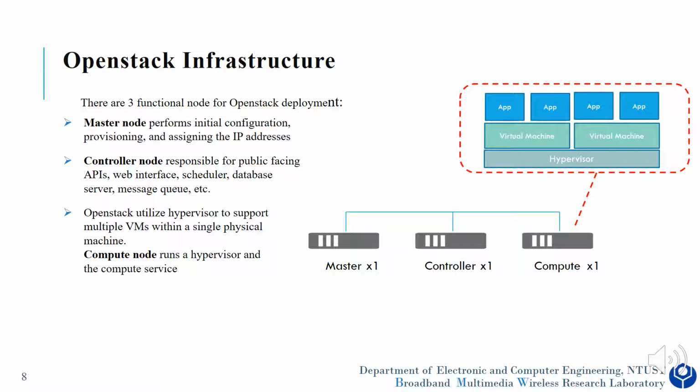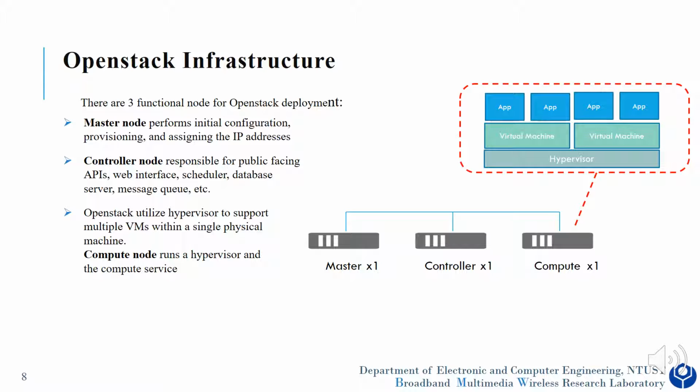The controller is the place where Horizon lies, and using this API, everything will be installed in the controller. OpenStack utilizes the hypervisor to support multiple VMs within a single physical machine. The compute node runs a hypervisor and the compute service. So all of our applications and services will be deployed only in the compute node.